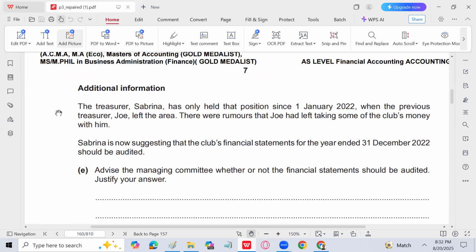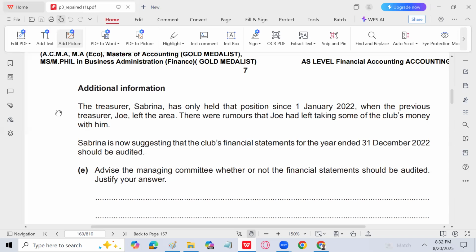Sabrina is now suggesting that the club's financial statements for the year ended 31st December should be audited. Advise the managing committee whether or not the financial statement should be audited. Justify your answer. Financial statements, if audited, become more reliable, more trustworthy. More members can come and contribute towards the club, because they can easily see the financial performance or financial position of the business, which is reliable and trustworthy.